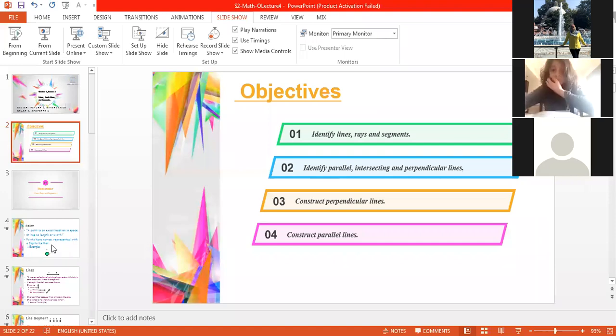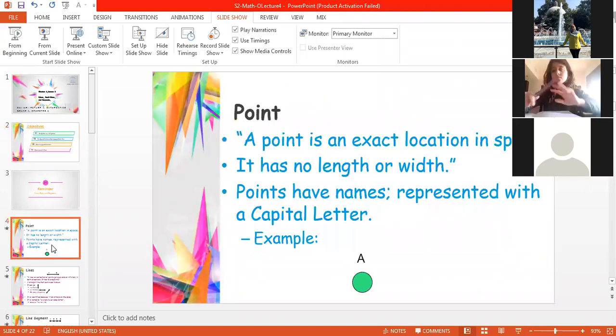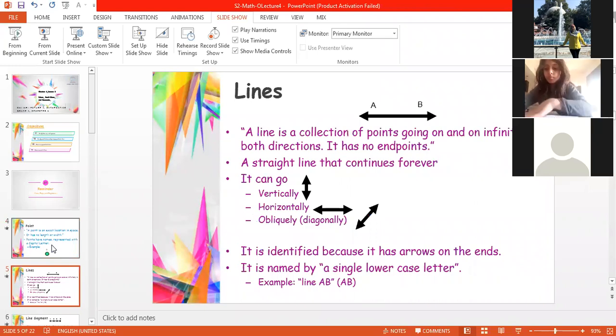First of all, what's a point? A point is an exact location in space. It has no length or width, and it's usually represented with capital letters A, B, C, D, or whatever. Now the line: a line is a collection of points, and they can go infinitely in both directions. So you can extend the line to the left or to the right as much as needed. This line can go vertically, horizontally, or obliquely. And we name the line using two letters, A and B, in between parentheses.